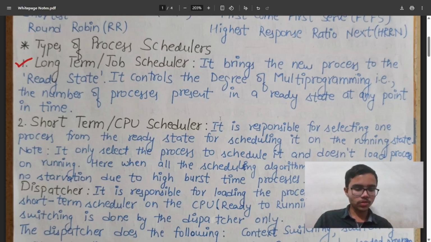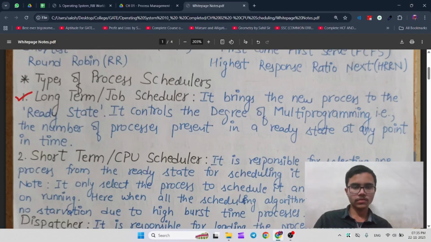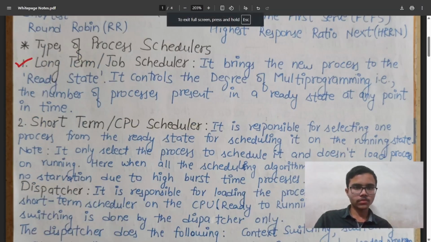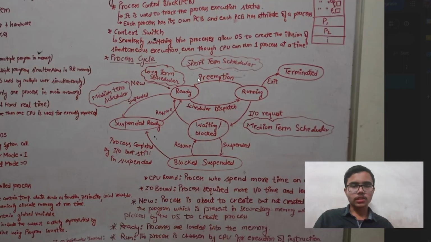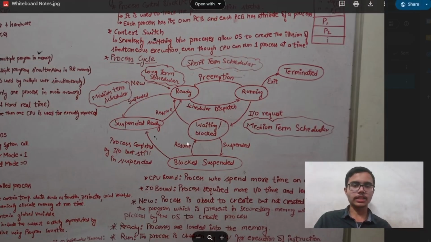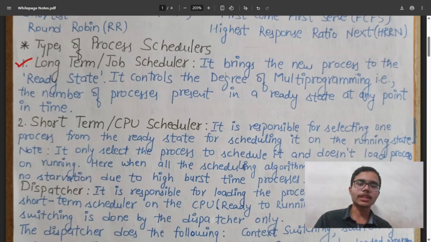I will also share the diagram. So this is the process cycle. Here are new, ready, running, termination, wait block, and block suspended. This video is not meant for explaining all these things; it is for revision purposes also. So I only explain the things which are written here.